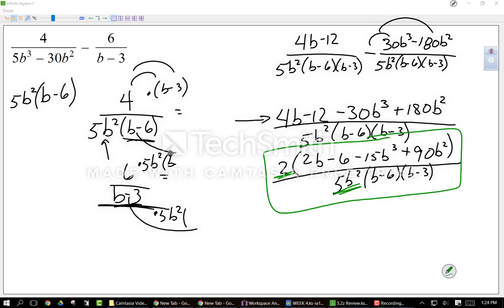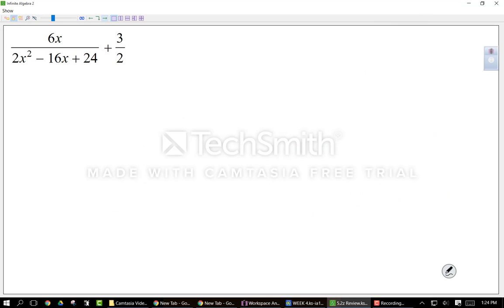You can rewrite it different ways, but that is your final answer. Let's look at this particular problem. Again, my denominators are not the same. That's a 2, and this is a trinomial. But let's look at it again. If I look, I have a 2, a 16, and a 24. What does that mean? That means I can divide them all by 2. So that's the first thing you need to do. Again, we talked about factoring fully. We need to take out, remember, the greatest common factor, if we can.